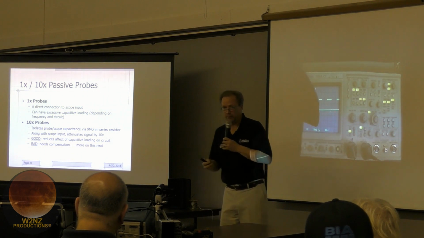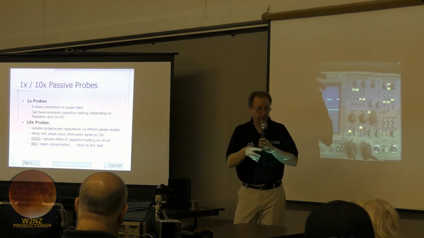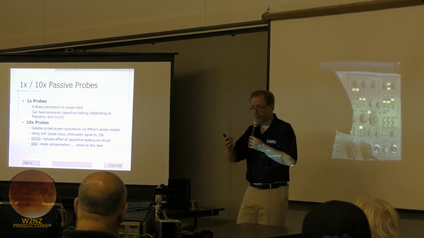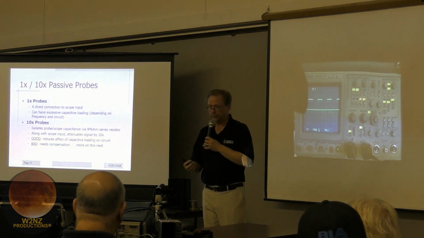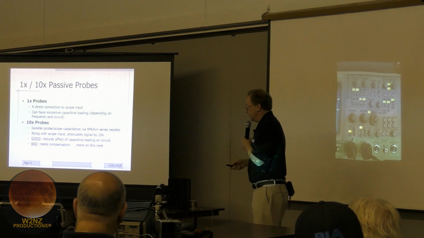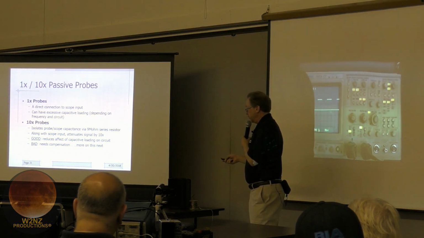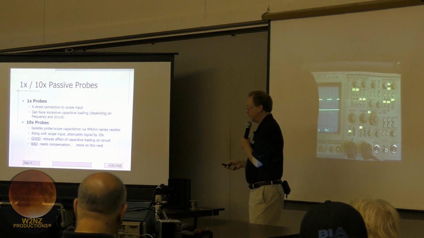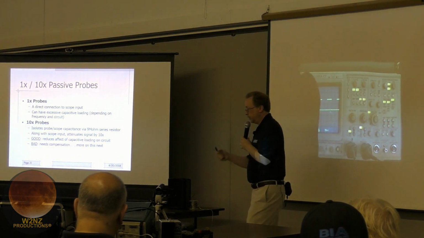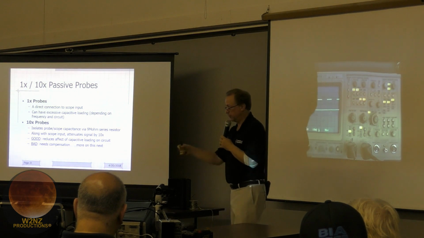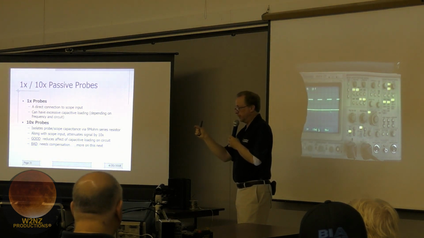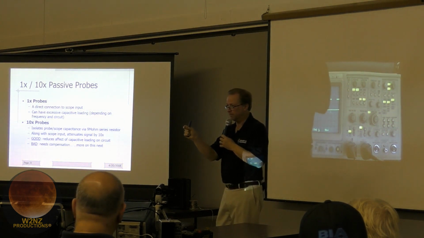They're limited in bandwidth and they place a pretty heavy load on the circuit that you're looking at, unless it happens to be a very low frequency circuit or a very low impedance circuit. Okay. 99% of the time you're actually going to be using something called a 10x probe. A 10x probe actually isolates the cable capacitance of the probe itself and the scope capacitance from the circuit with a series resistor that happens to be 9 megohms, right?